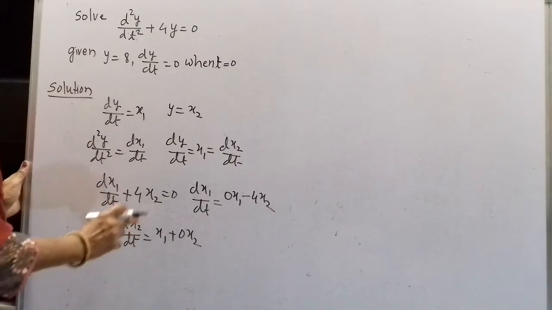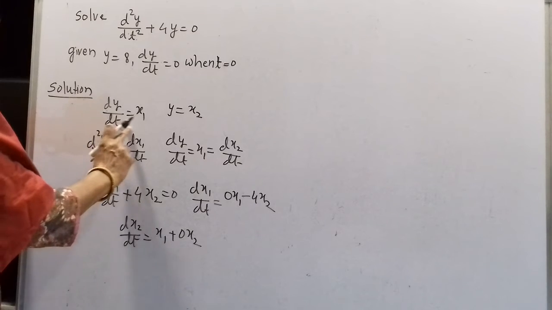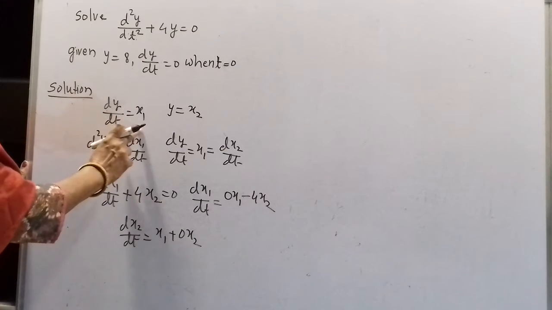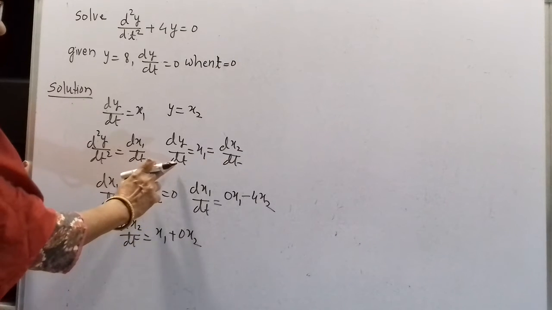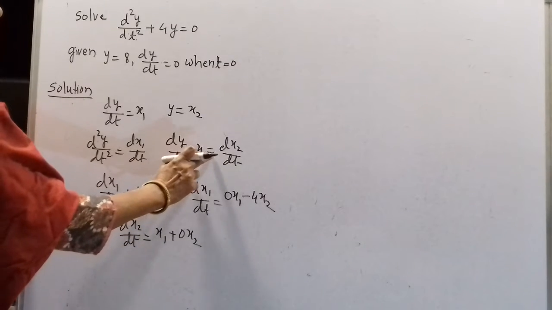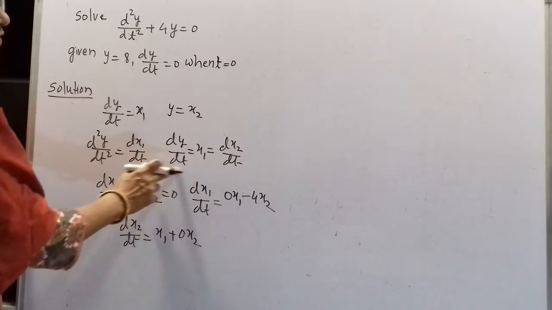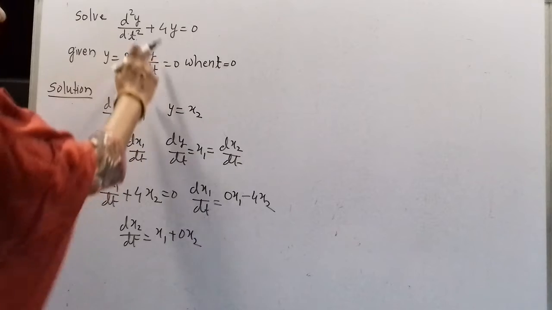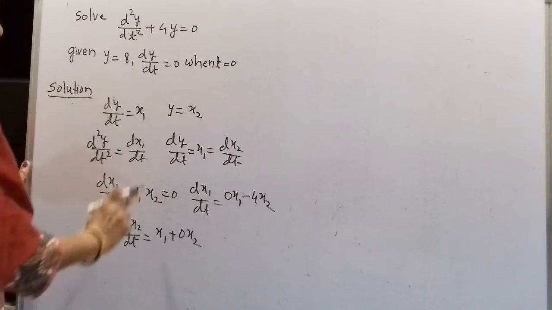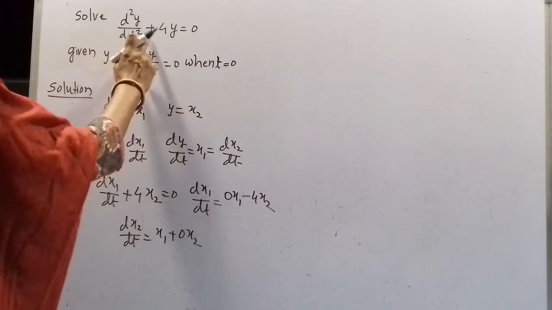Now remember one thing here: always substitute dy/dt = x1 and y = x2, and this equation dy/dt = x1 = dx2/dt we will always get the same, whatever the given equation is. Only the other equation depends on the given equation.